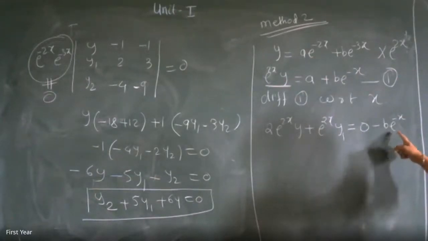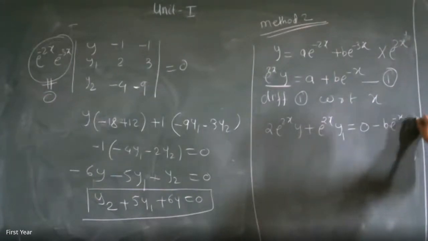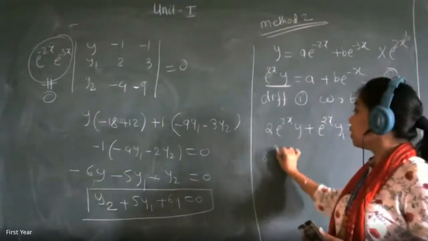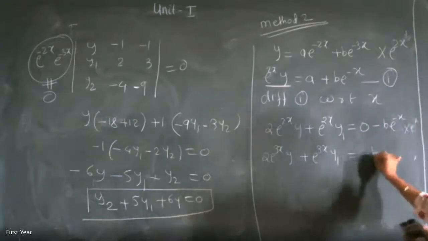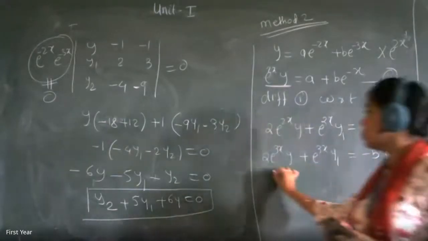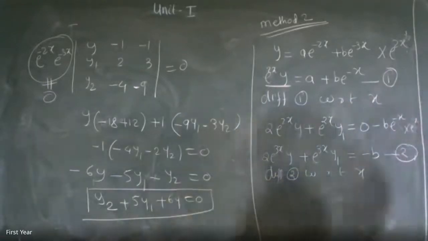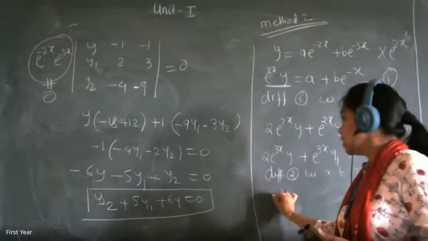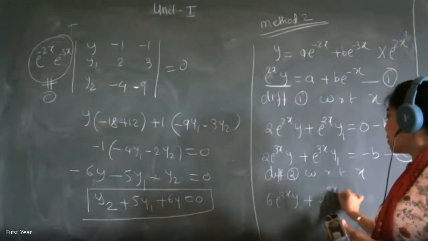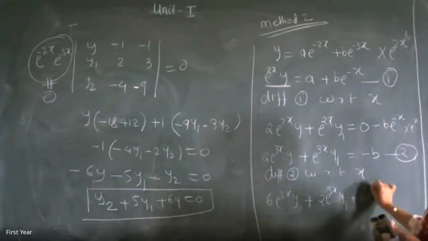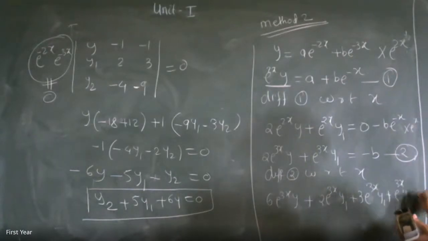Now we can make b also alone by multiplying by e raised to x. So multiply this equation by e raised to x. You will get 2 e raised to 3x y plus e raised to 3x y1 is equal to minus b. And now differentiate equation 2 with respect to x. What do you get? 6 e raised to 3x y plus 2 e raised to 3x y1 plus 3 e raised to 3x y1 plus e raised to 3x y2 is equal to 0.